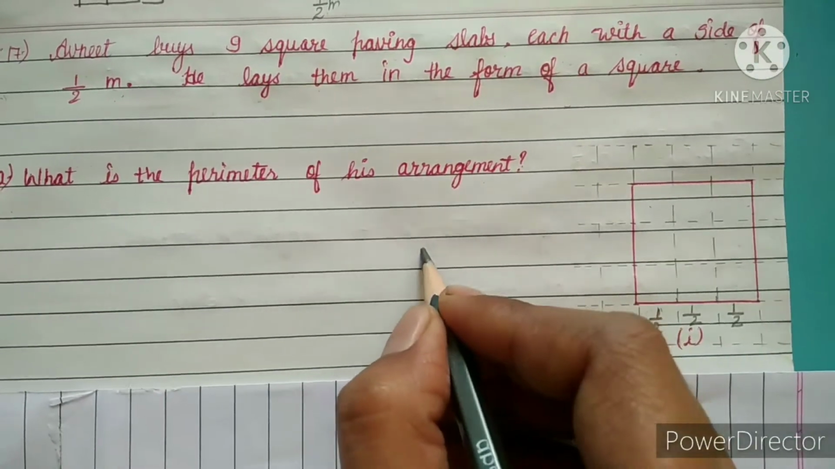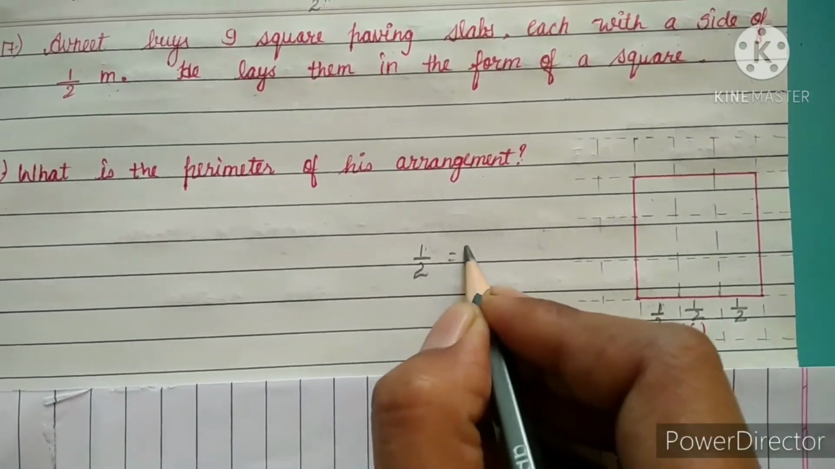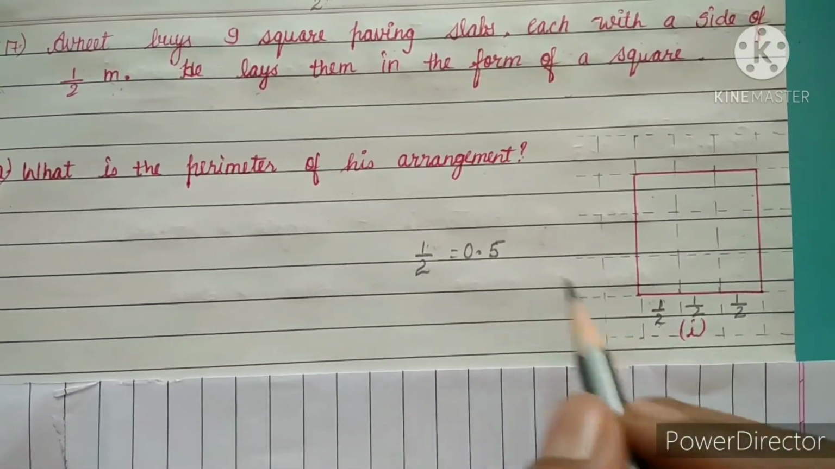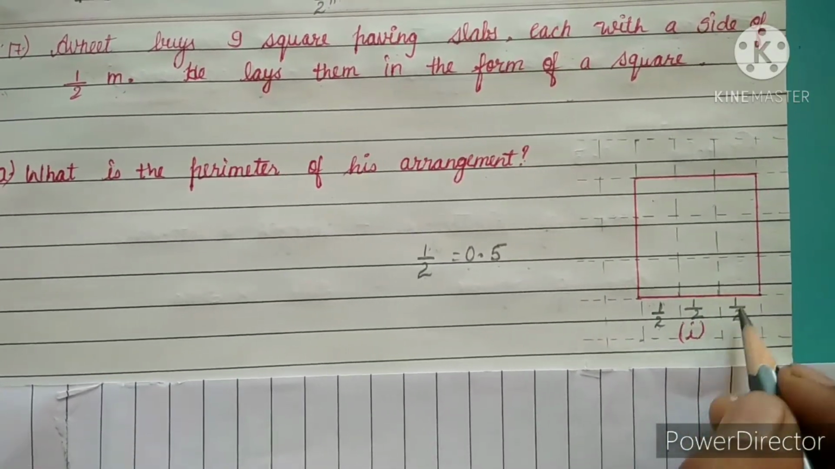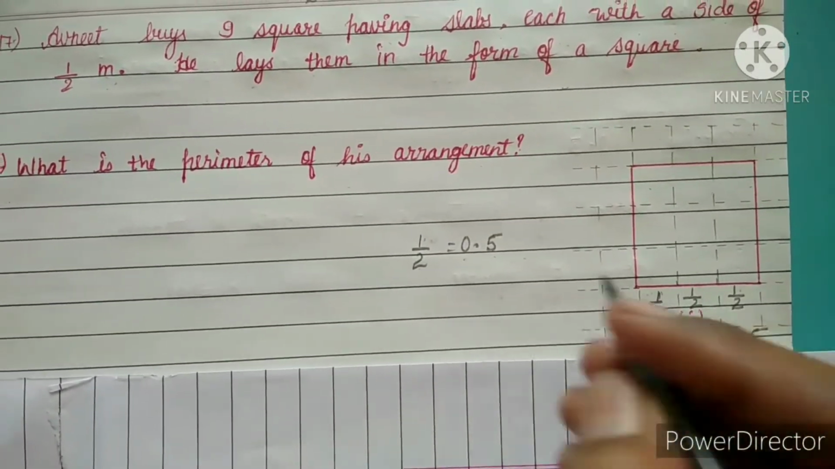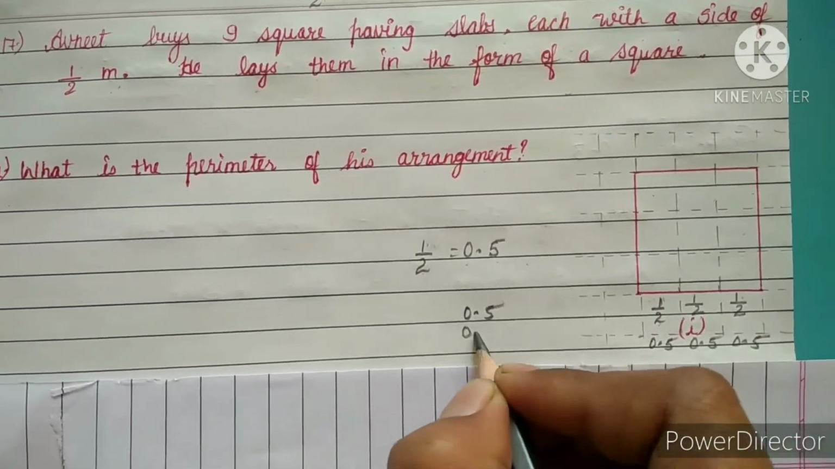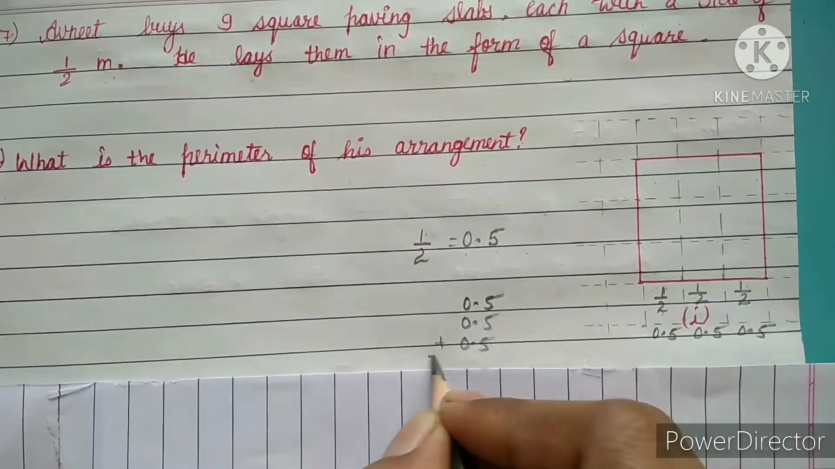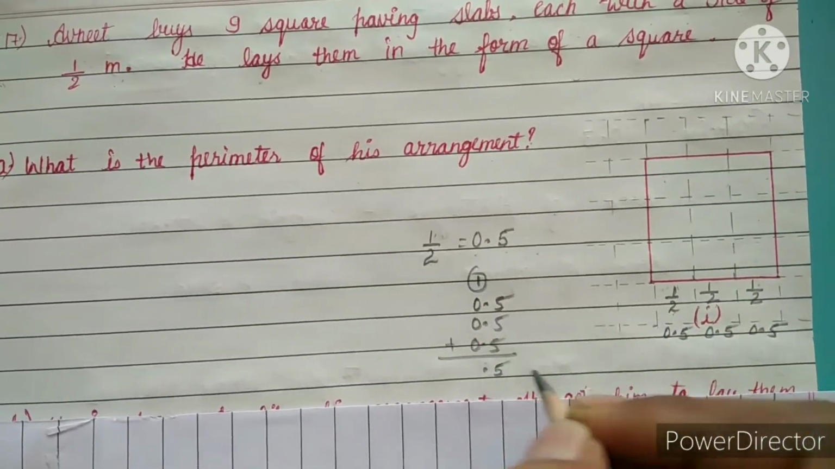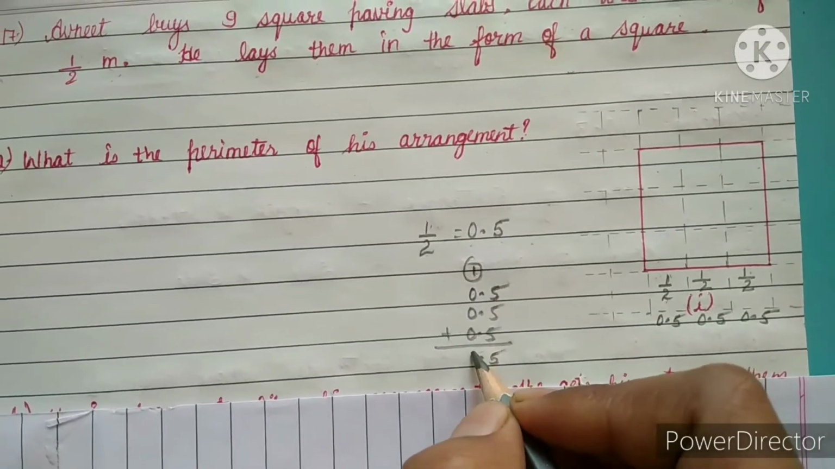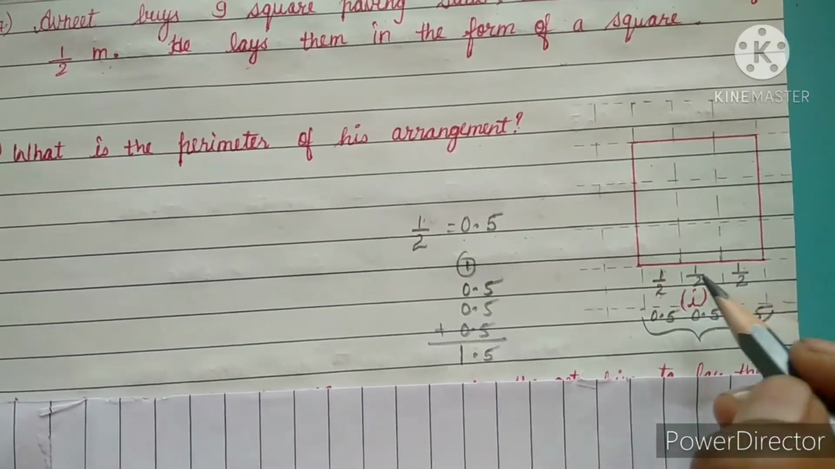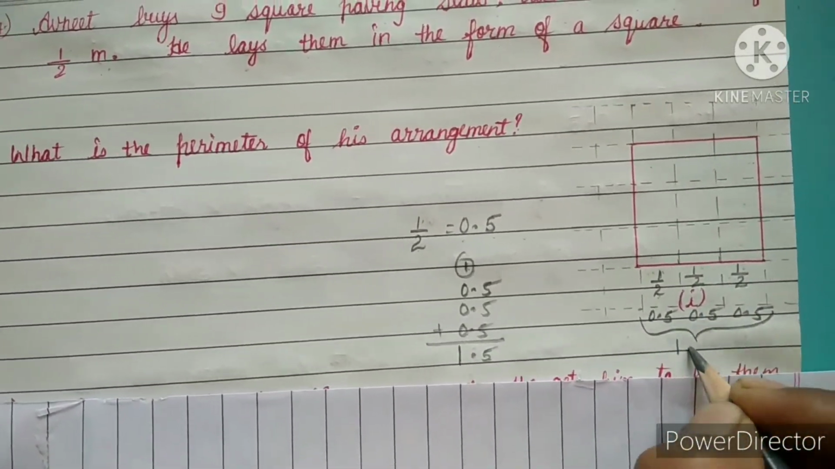Half means when you divide 1 by 2 you get 0.5. Half can be written in decimal form as 0.5. How many 0.5s are here? This is 0.5, this is 0.5, and this is 0.5. When we add 0.5 three times, 5 threes are 15, 1 on the carry, decimal in the same line, and here is 1. So the side of all 3 paving slabs together is 1.5.